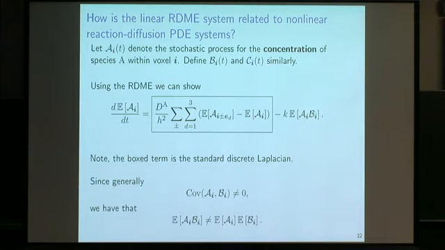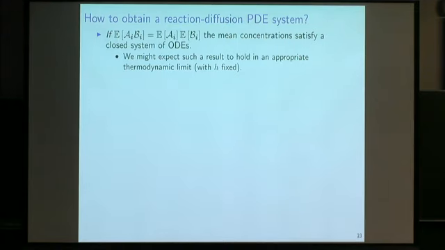And generally, of course, it's not going to be true that those two are equal. So if that was true, then we would essentially just have a discretization of the reaction diffusion PDE as the means of the RDME, but that's not true. But let's for a moment suppose it is true and think a little bit about when that might occur.